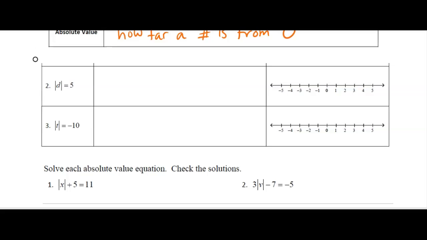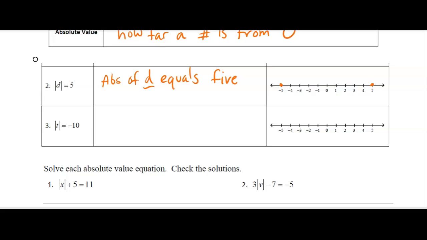Well, we say this as the absolute value. You're going to see that written as ABS. The absolute value of D equals 5. And what two numbers could D be? What two numbers could they be? Well, you could have -5. So if you were graphing it, you put a dot, and then of course you'd have +5.